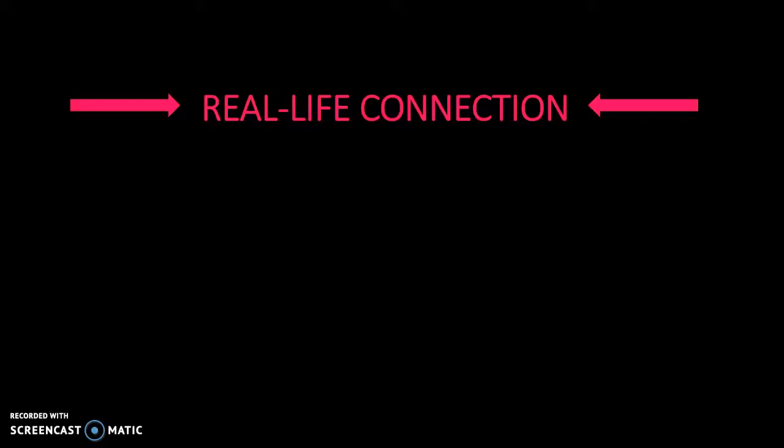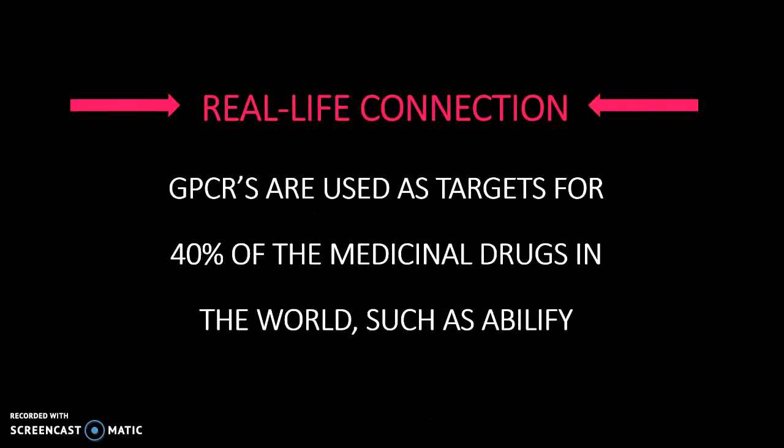Now I'm going to talk about a little bit of real-life connection just to put things into perspective. GPCRs are used as targets for 40% of the medicinal drugs in the world, such as Abilify. Abilify is one of the most commonly bought drugs in the world for schizophrenia and bipolar disorders. You can see just how important these mechanisms are and how important it is for us to understand them, because they have allowed us to target different kinds of diseases by taking charge of these kinds of receptors.